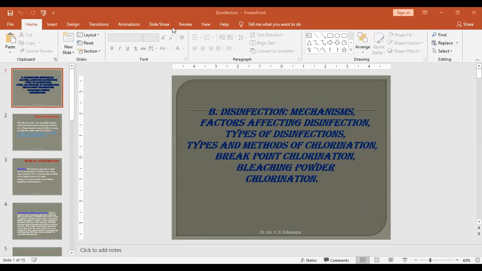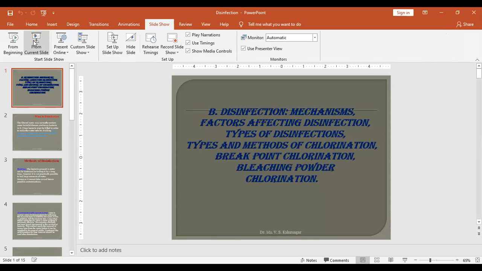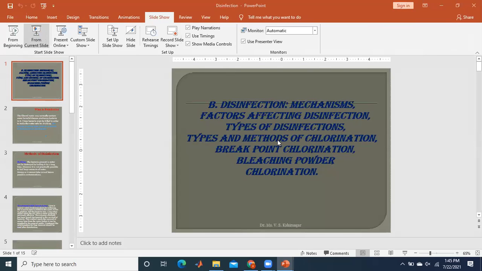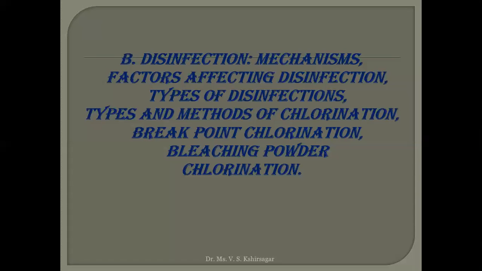Disinfection. The next point is disinfection. What exactly are we going to study under this? First, disinfection: what is the mechanism, and what are the factors affecting disinfection? Then, what are the different types of disinfection? Types and methods of chlorination. And then breakpoint chlorination, bleaching powder, and chlorination. This much part we are going to study in today's lecture.